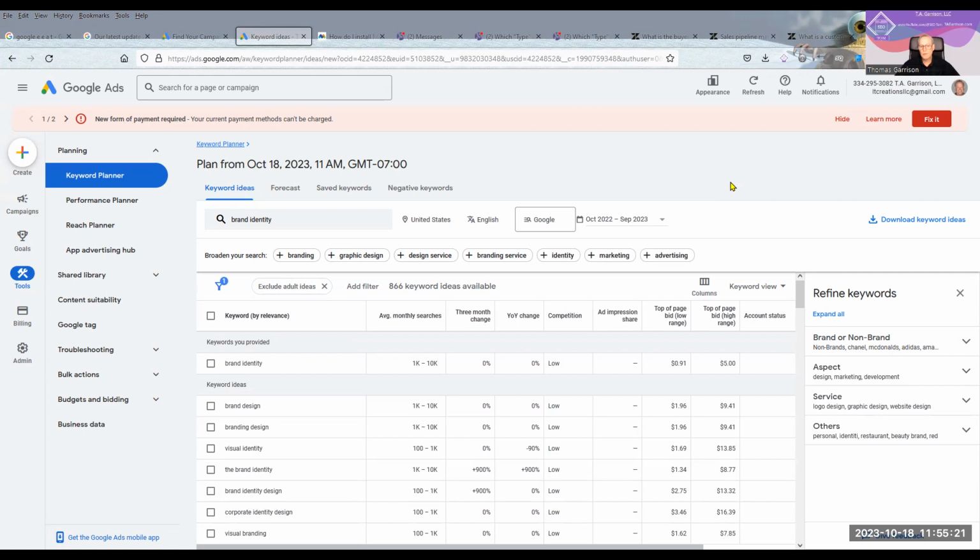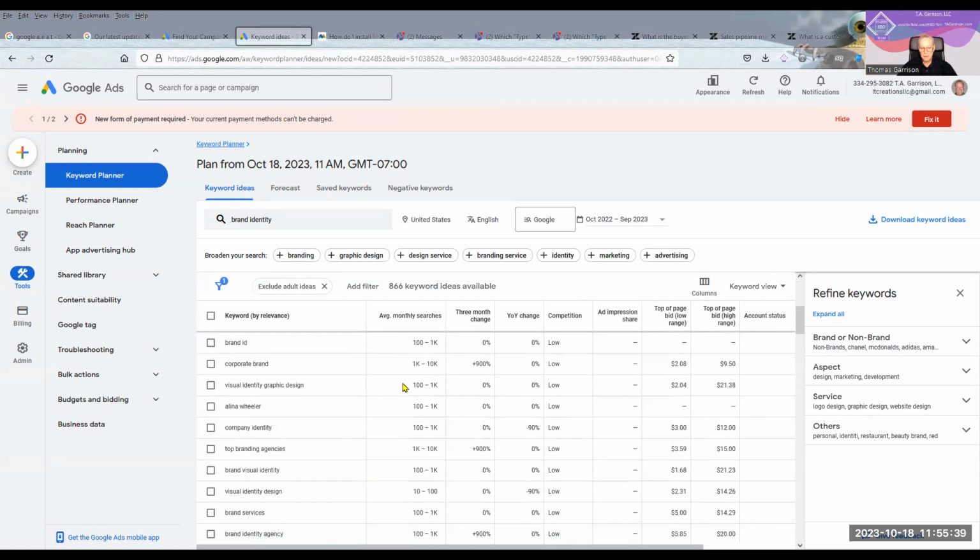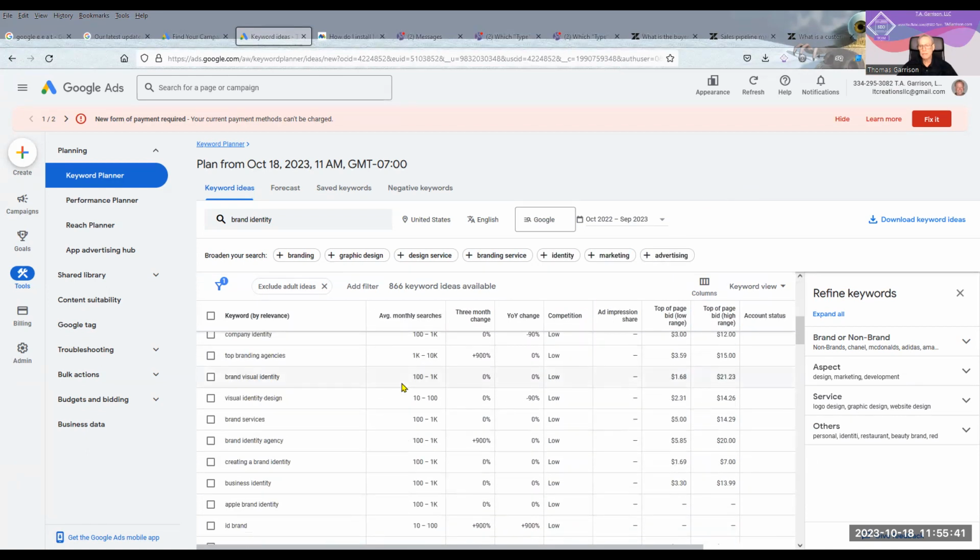Yeah, this is 1,000 to 10,000. How much more specific do you want? Now, you don't know if it's in the low 1,000s or up to 9,000s. Well, for this particular term, the maximum is 10,000. So if you're looking for a term that gets more than that, then you have to search for a different term. That's the way the planner works.